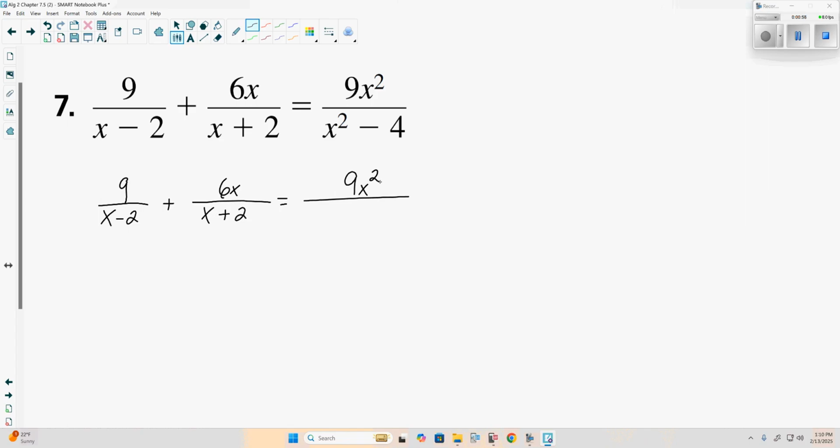The last one, x squared minus 4, is indeed factorable. And it's actually a difference of perfect squares. And it would factor to what? x plus 2 times x minus 2. So x plus 2 and x minus 2.